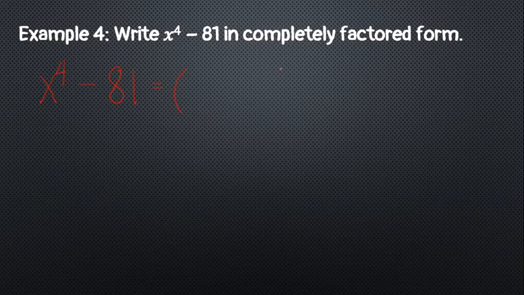So let's make two parentheses again. So divide the fourth power by 2, so that will become x squared. And the square root of 81, or the number that when you multiply by itself, the answer is 81, is 9. So we're going to write here 9, plus and then minus.